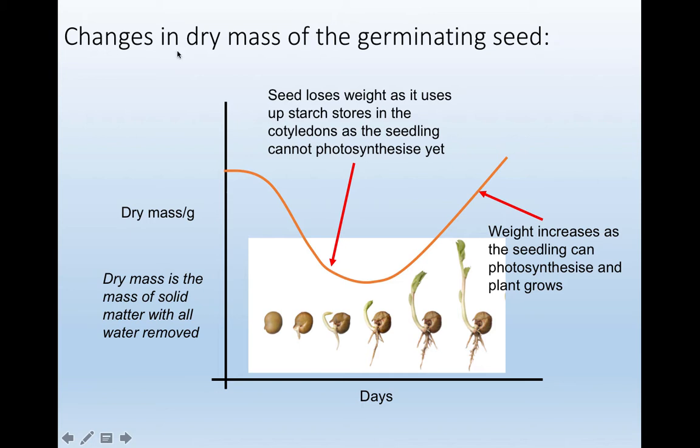So when we look at the dry mass of the seed, notice that we have quite a bit of dry mass in here. Then that moisture starts to get used. So the solid matter and all the water will start to get removed. The seed loses weight, if you will, as it uses up the starch stores and the cotyledons. They can't photosynthesize yet, but it's using up all of its nutrients inside. Then, as photosynthesis begins, the plant will start to grow, and its carbon content, its sugars and things, will increase again as the plant grows.